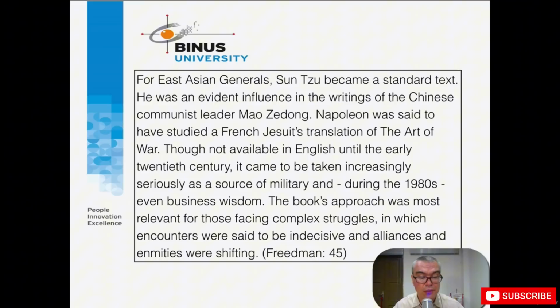The book's approach was most relevant for those facing complex struggles in which encounters were said to be indecisive and alliances and enmities were shifting. So this is actually from a book on strategy here, something different there. So again, this is fairly long, but as academic writers, we often need to paraphrase fairly extensive texts. Once again, read through it, underline the key words, and look at the structure.